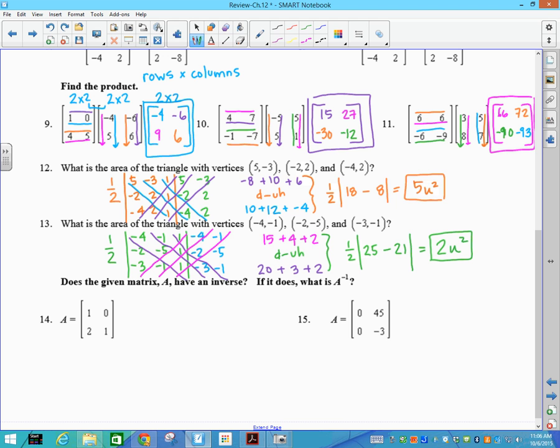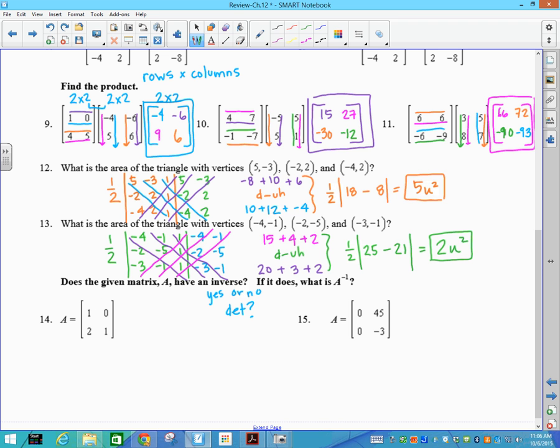Okay, does the matrix have an inverse? Okay, this question, y'all, you're answering the question is yes or no. That's what you're going to put. Now, how do you find that out? You have to go figure out what the determinant is.